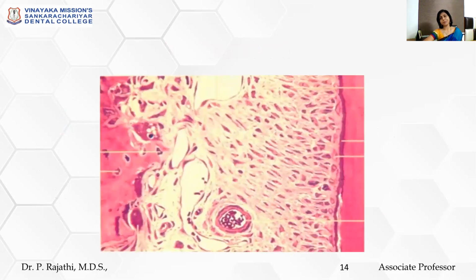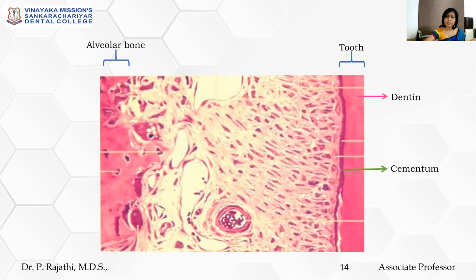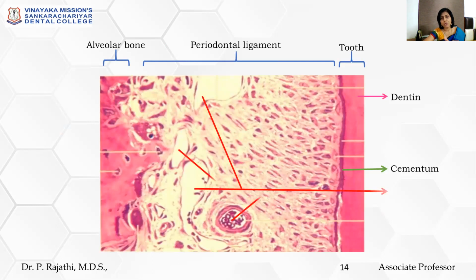So here in this picture, on the right side, you can see the tooth. The eosinophilic region is nothing but dentin, and the hematoxyphilic line is acellular cementum, right? So that is the root portion of the tooth, where you can see a part of dentin and cementum. On the left-hand side, you can see the alveolar bone. Between the alveolar bone and the tooth is the periodontal ligament space. Within the periodontal ligament, you can see numerous blood vessels. I have marked the blood vessels.